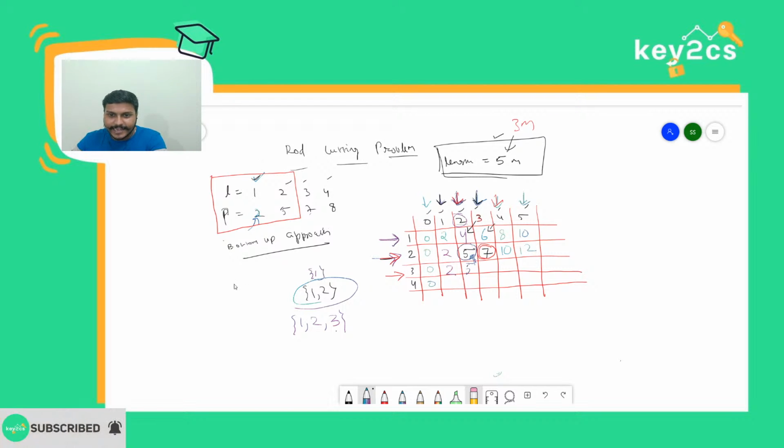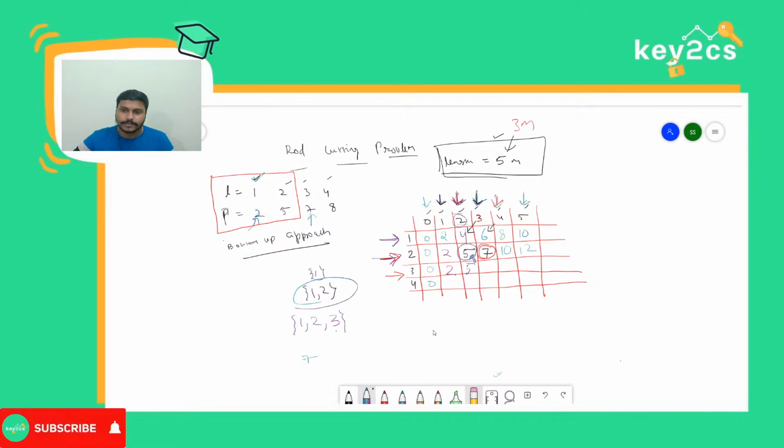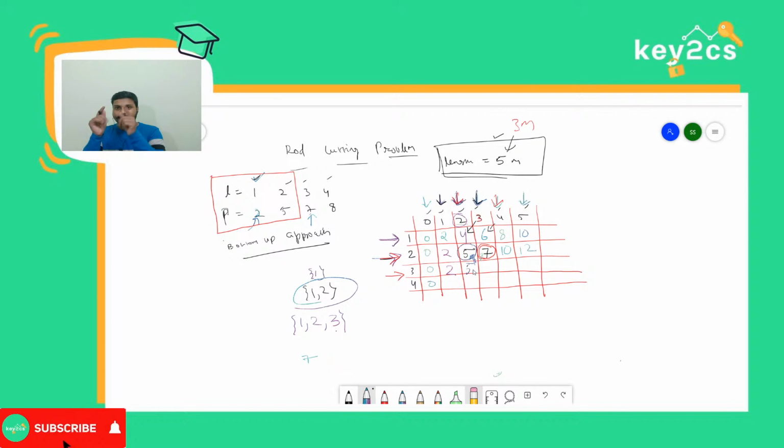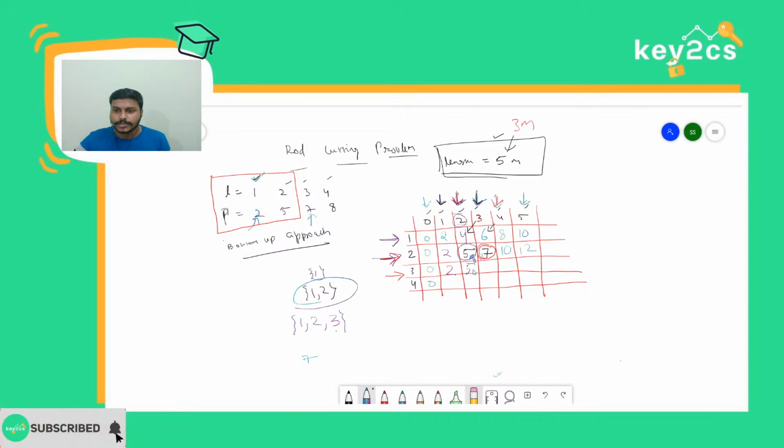So if I take a rod of length 3 meter, the profit value is 7. Okay, fine. What is the previous profit? Just check the previous row. Profit is 7. It's same actually. You can go with anyone. You can either take a single rod of length 3 meter or you can go with the previous combination. If you remember, previous combination was nothing but taking one 2 meter rod and one 1 meter rod. So you can go with anyone.